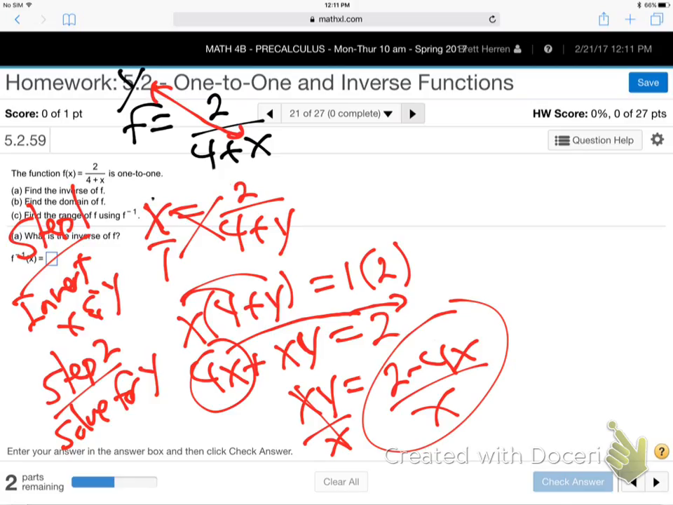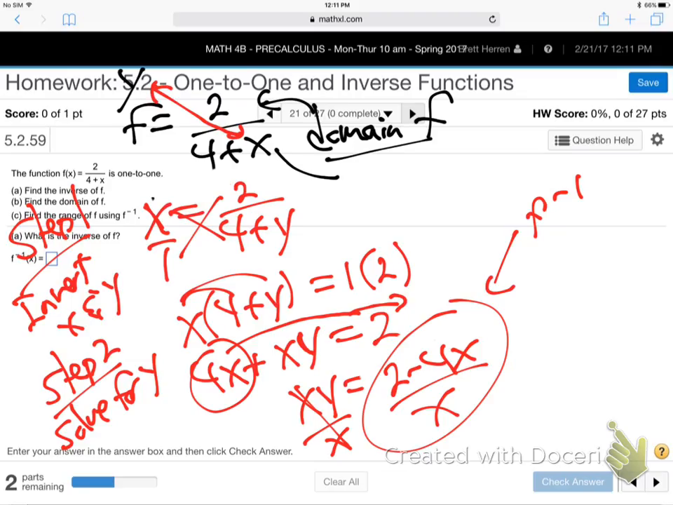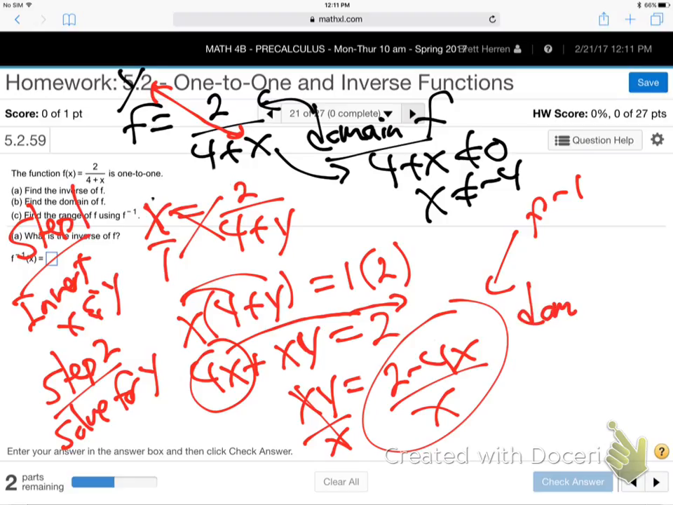That is the inverse. So we have the original function, we found the inverse. Then they're going to ask you for the domain. That'd be pretty easy, right? Let me go back to the original. I think you can do that easy. What's the domain of the original f here? Yeah, denominator cannot be 0, so x cannot be negative 4. Anything but negative 4 for the domain of the original. And then what's the domain of f inverse? Denominator cannot be 0, huh?